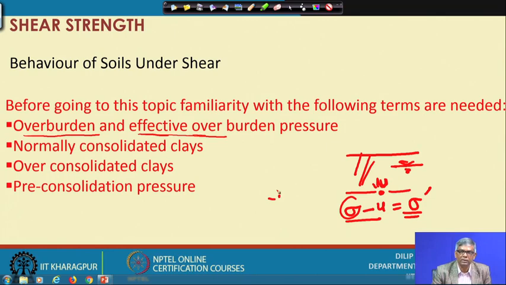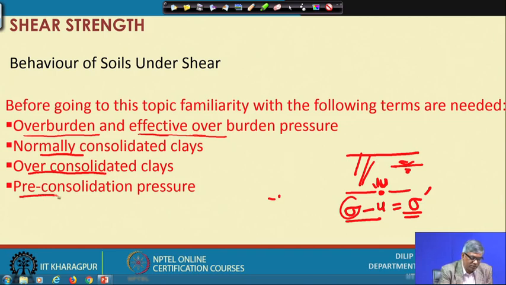Over consolidated means that in a particular area, in the past, the soil has been subjected to a higher pressure than the present effective overburden pressure. There may be several examples we can give, but I will not go into that here. We will give this explanation later while discussing the compressibility of soil. So there is a normally consolidated group and an over consolidated group, and their behavior under shear will not be the same. We will discuss that.